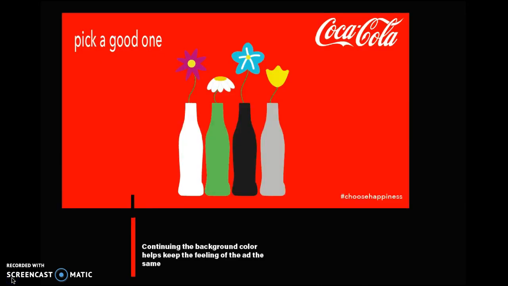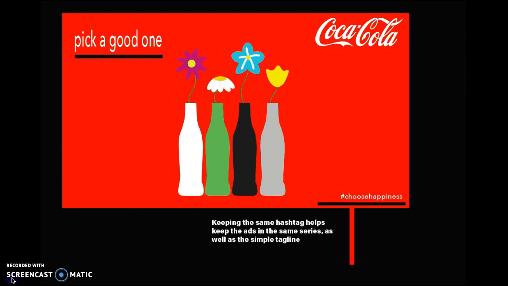Now let's take a closer look at my ad. I wanted to make sure I kept the same feel of the original ad, and the easiest way was to use the same red color on the background. Next, I kept the hashtag. By doing so, I was able to keep the ad feeling like it was part of the same series.